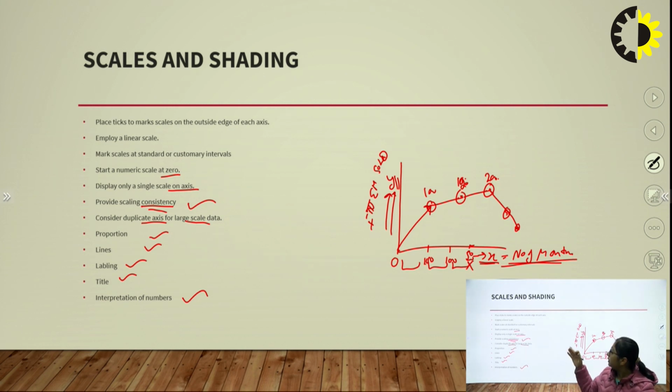So this is the important part to draw any statistical graph. You have to make the text, you have to employ a linear scale, you have to make the scale at standard or customary intervals. This is important. Start a numeric scale always with the 0 axis and display only a single scale on one axis. Provide scaling consistency. Consider a duplicate axis for large scale data. Proportion: the graph should be equal in proportion. The lines should be equal in proportion. The title of the graph and the interpretation of the number.